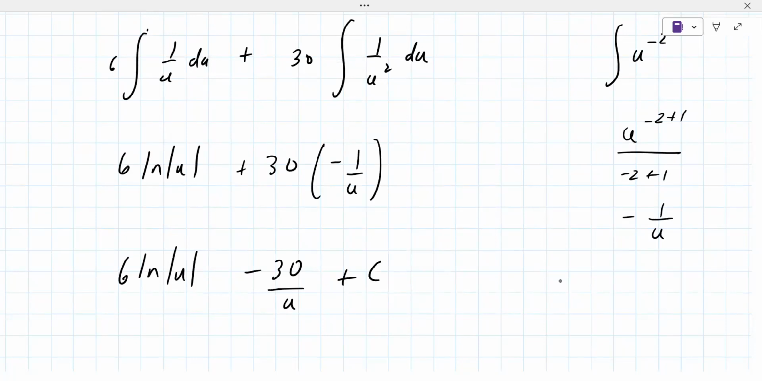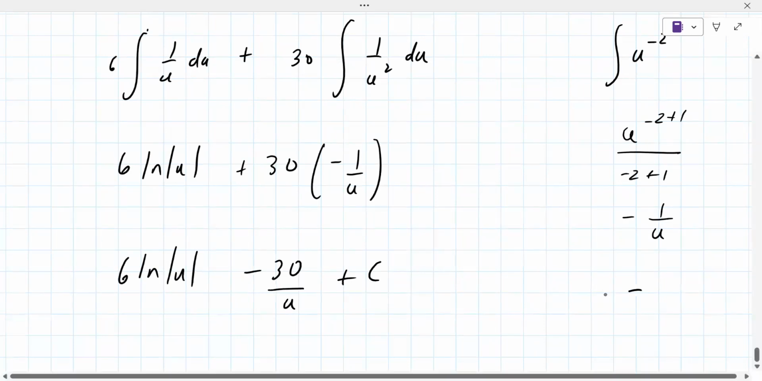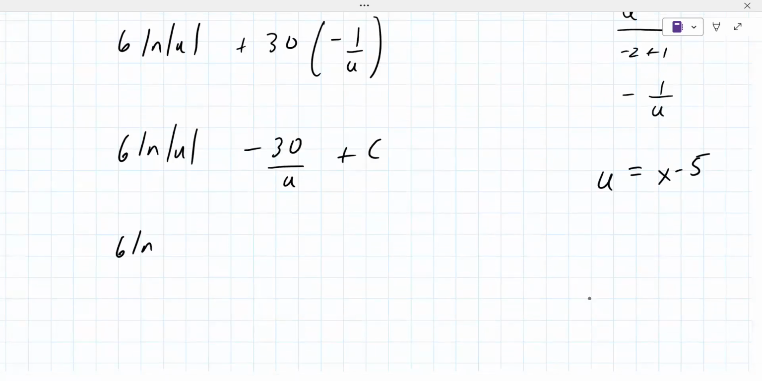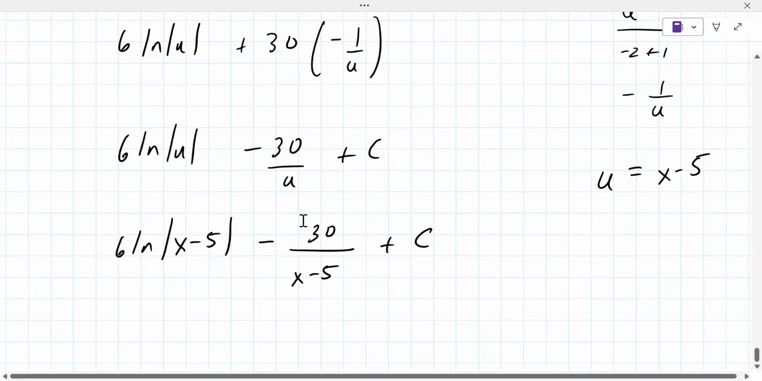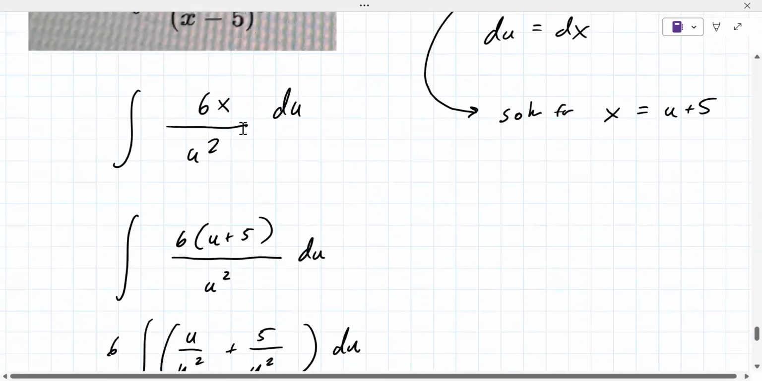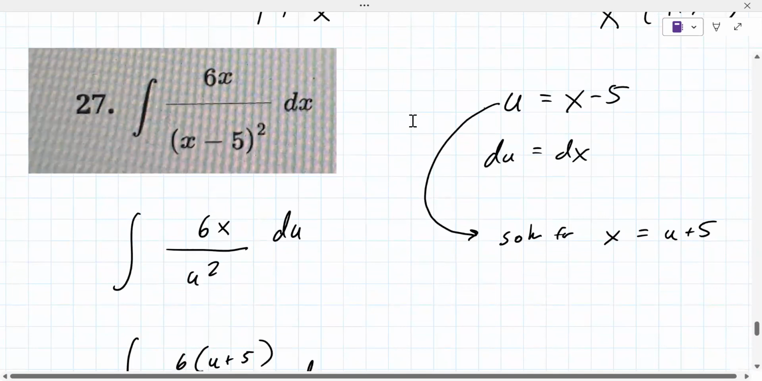And then you have to go back and remember what was my u? Because your answer will never be in terms of u, or it shouldn't be. So it's 6 natural log absolute value x minus 5 minus 30 over x minus 5 plus c. And this is the first type of problem where you probably couldn't take the derivative of this and really see that it becomes this. You might see it, but you couldn't guarantee that. So again, that technique doesn't work for everything.